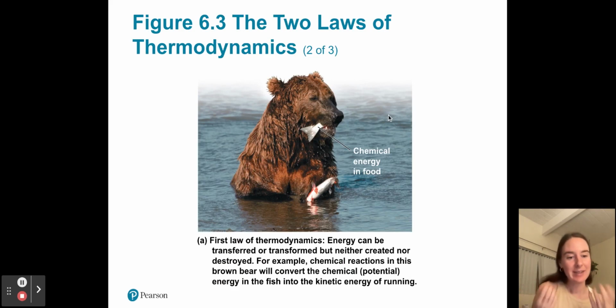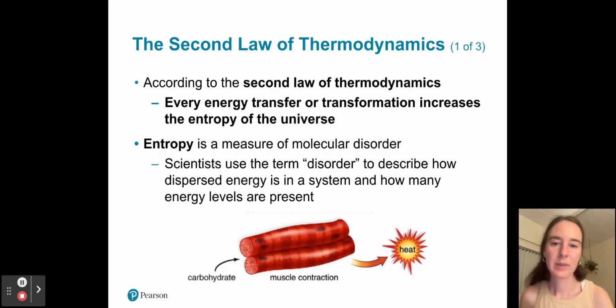An example here: we have this brown bear, and the brown bear is taking in chemical energy in its food. This fish is made up of proteins and carbs and lipids, and those are all molecules that have a lot of chemical energy in them, right? They have energy stored in bonds. And when the bear eats the food, that energy is not destroyed, right? It's only converted. So even though those molecules might be broken apart in order to give the bear energy, it's converted into a new form of energy, like kinetic energy, which is going to allow the bear to move around and allow its muscles to contract.